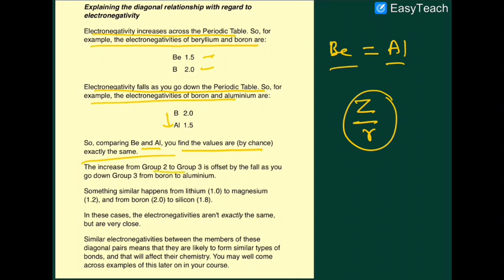So from group 2 to 3, as you go, electronegativity again decreases. From lithium to magnesium, it increases again. So lithium has 1, magnesium has 1.2, boron has 2, and silicon has 1.8. So although they are not exactly the same value, their ability to attract an electron pair is nearly the same.